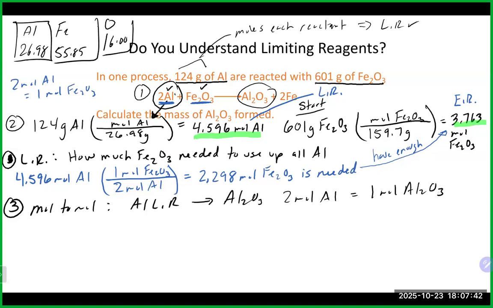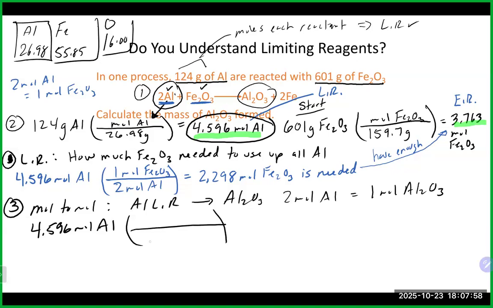Also really important at this point, you do want to make sure you're going back to the starting amount of your limiting reagent and using that number. So we're going to go back to our starting amount here of our limiting reagent, which is this number here. We're now going to do our conversion to our products. So again, 2 moles of aluminum gives us 1 mole of aluminum oxide. And we'll get an answer.